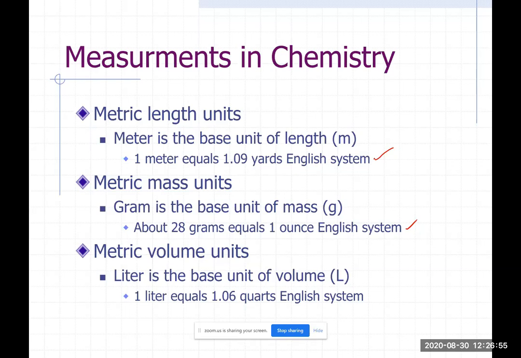Metric unit volume is denoted by the liter. That is the base unit for the metric system, and it's given this uppercase L. And again, while you don't have to memorize this, 1 liter equals 1.06 quarts in the English system, just for a reference.